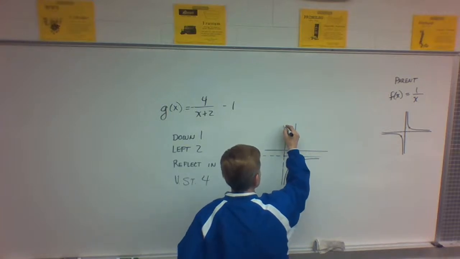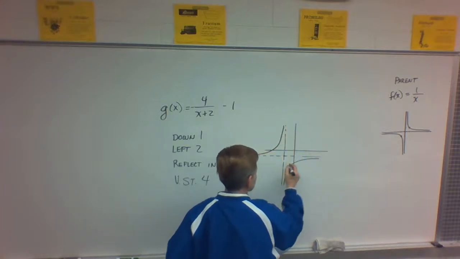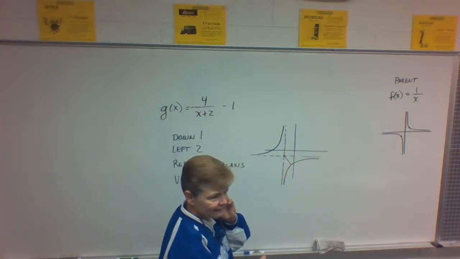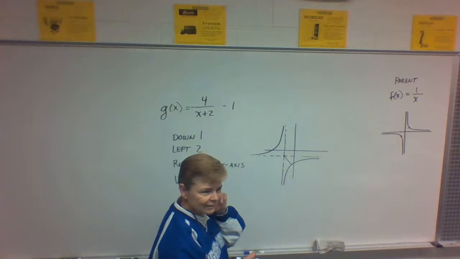Where this distance right here is 2 diagonals, because that's the square root of 4. Did you catch all that?